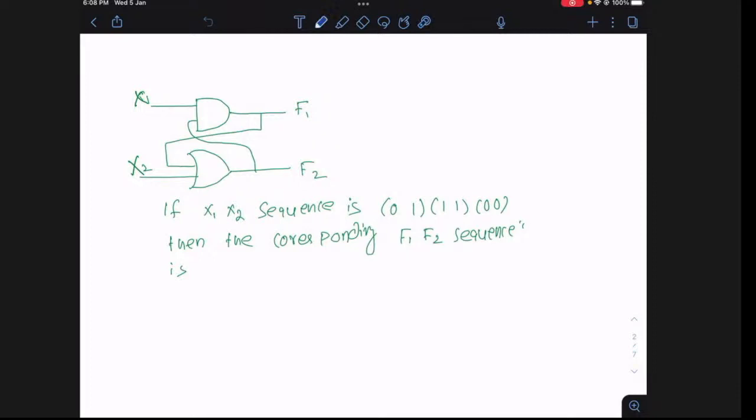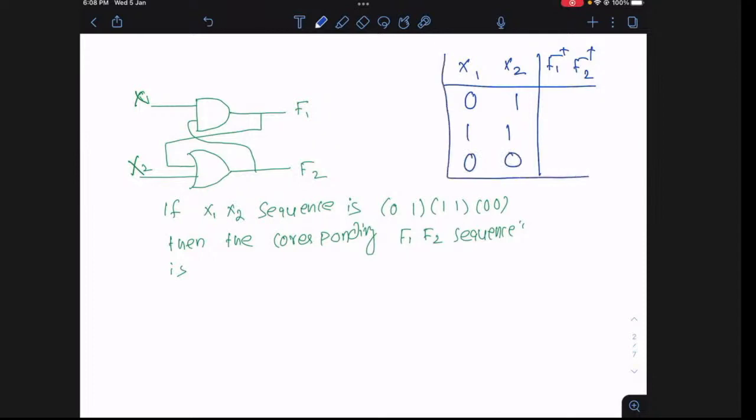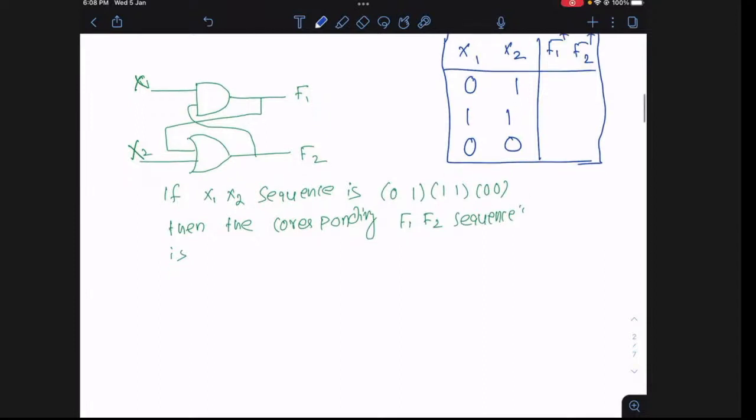So here, what I can do is make a table by taking x1, x2, and f1, f2. To be very specific, f1 plus and f2 plus. I want to make a table because I need to check, with respect to 0, 1 and then 1, 1 and 0, 0: if 0, 1 is the input, what is the next state output? If 1, 1 is the input, what is the next state output? If 0, 0 is the input, what is the next state output? That's what I need to check. If I can tell that, then this problem is over. So for this, I'm copying this again.